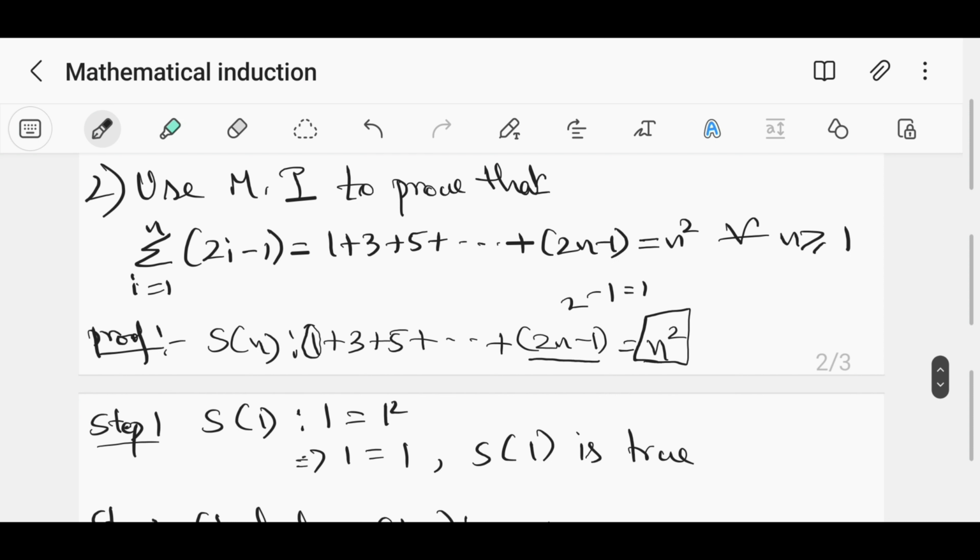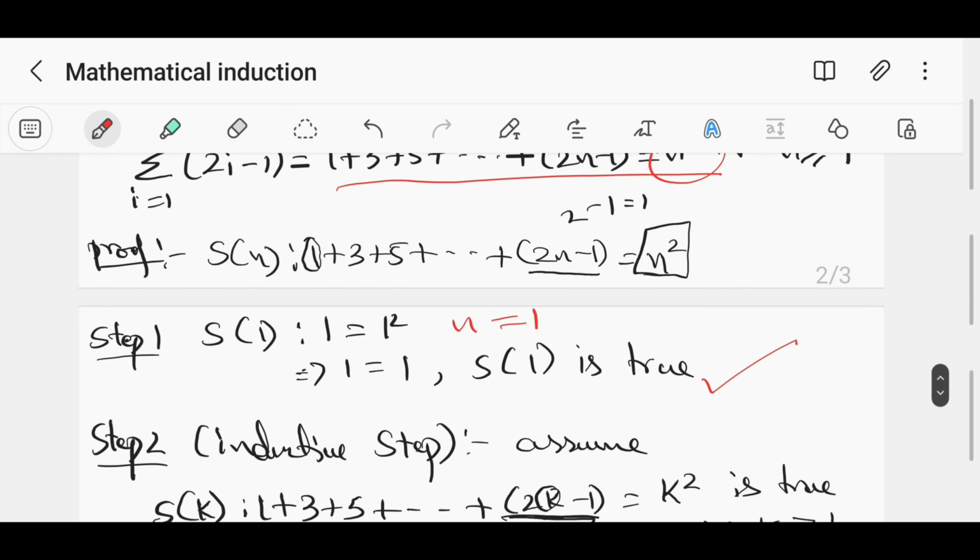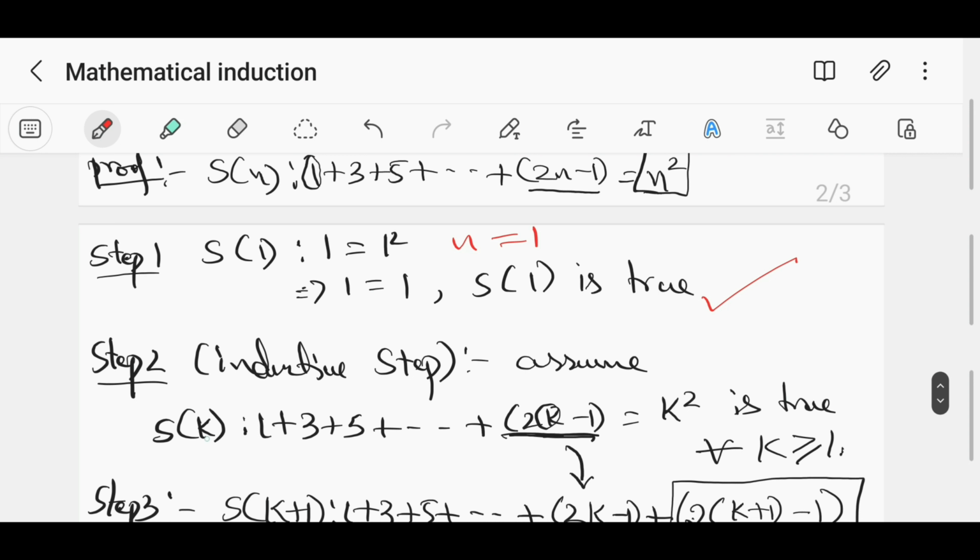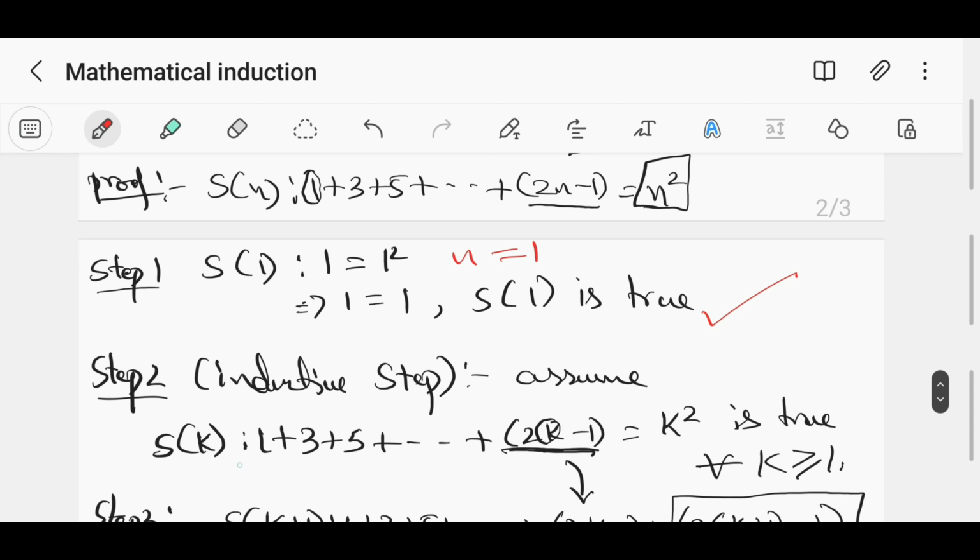So this was the statement given to you. Listen carefully. What did we do in the first step? In place of n, you put n is equal to 1. You got 1 is equal to 1 and you proved that S of 1 is true. In step 2, you have to put S of k, that is, in place of n, substitute k. So you got 1 plus 3 plus 5 plus so on plus 2k minus 1, that is equal to k square. So from this step you are putting n is equal to k. Fine, this was our inductive step.